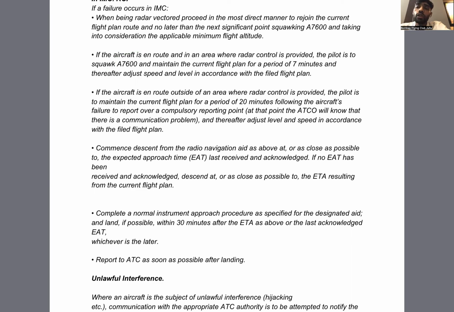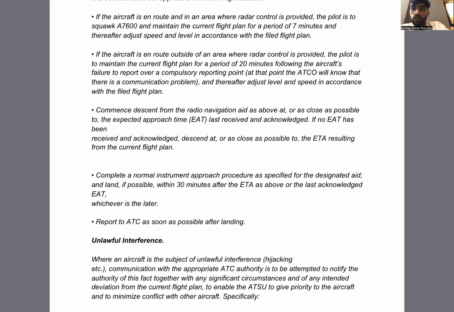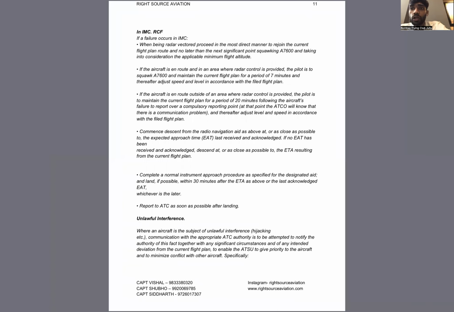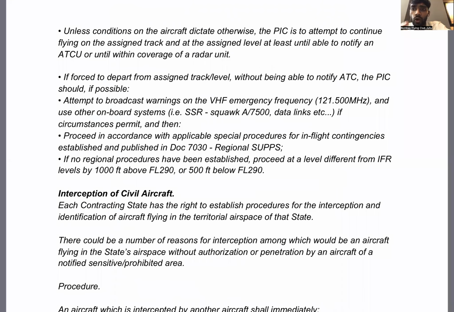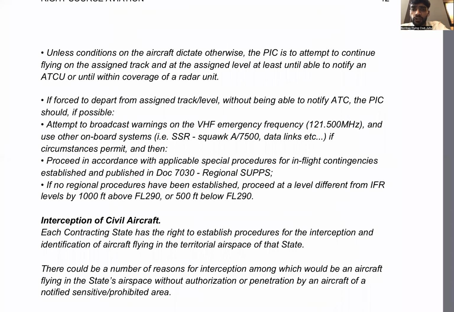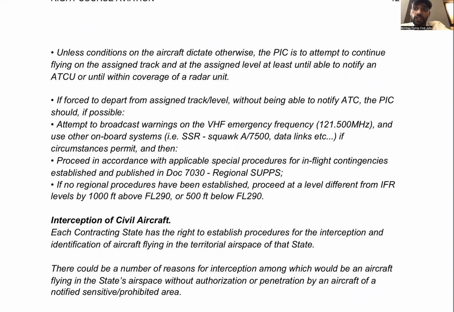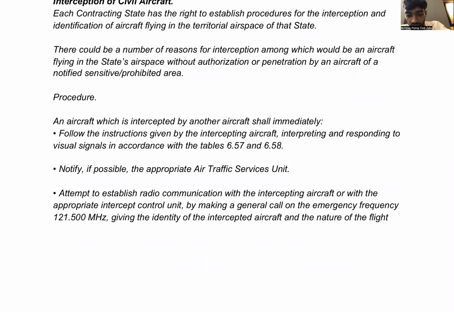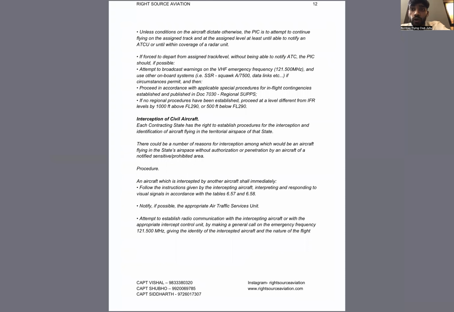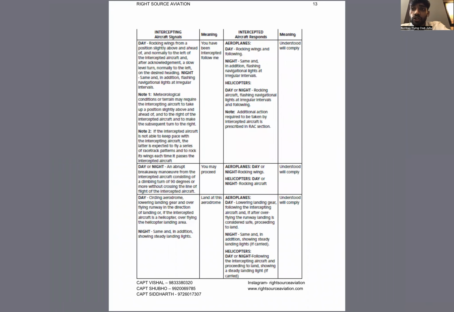Thereafter, unlawful interference. What is unlawful interference and what are the criteria of that? Unlawful means if your aircraft gets hijacked, what rules you are supposed to follow? These are the rules. Here it is mentioned that you will change the squawk code to 7500. Thereafter, interception of civil aircraft. If a military aircraft intercepts your civil aircraft, then what you are supposed to do and what instructions you would be following. These are the instructions. We studied these two tables.